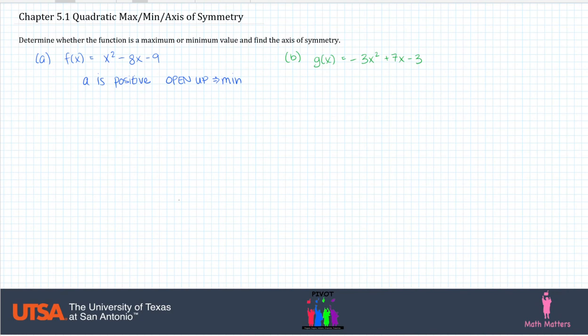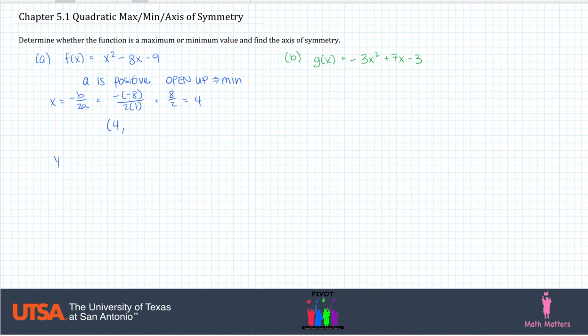So to find the vertex, let's do x equals negative b over 2a, which is going to be negative negative 8 over 2 times 1, which is just 8 over 2, and that gives us 4. So the x-coordinate of the vertex is going to be 4.